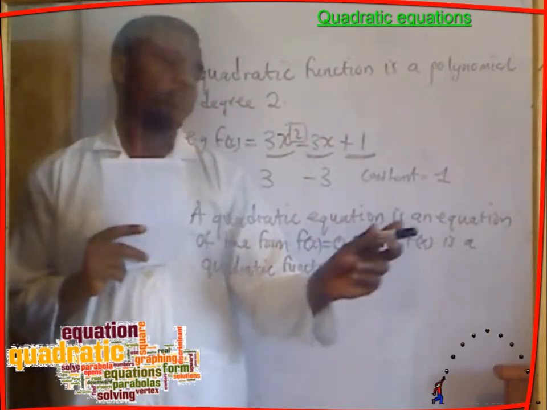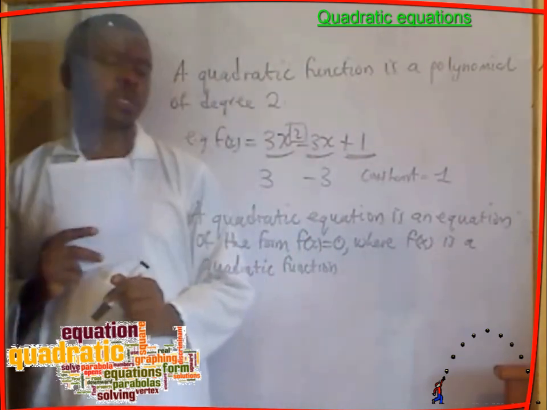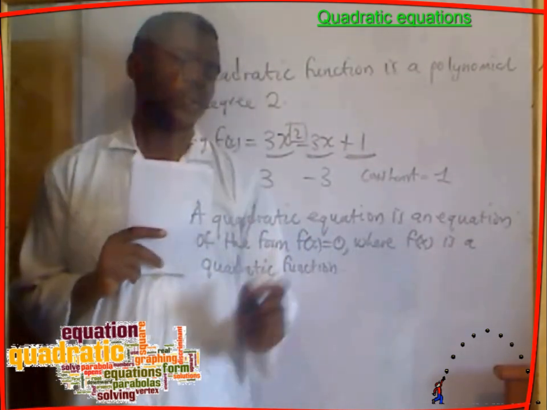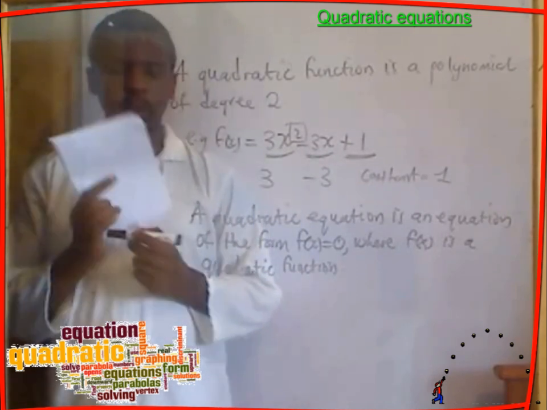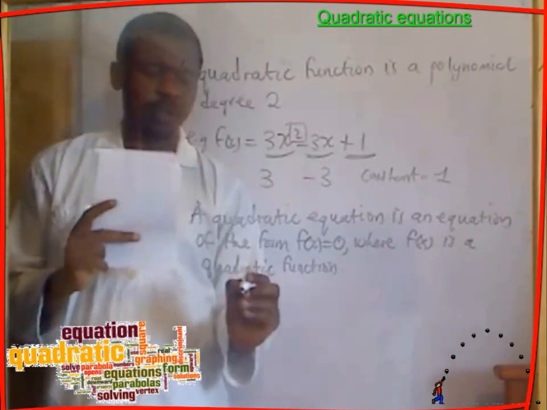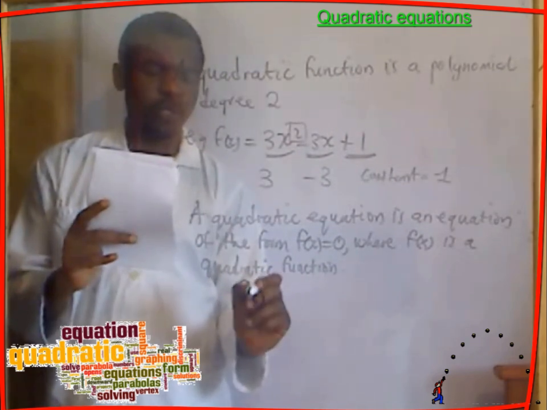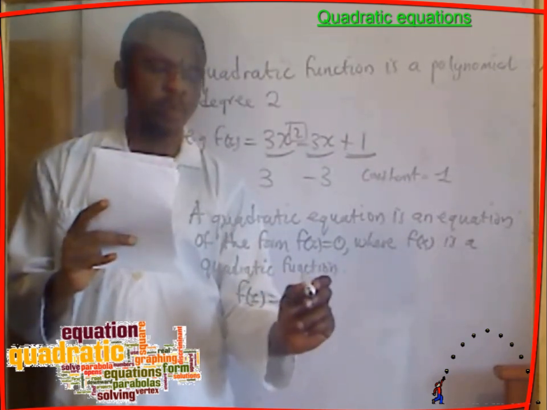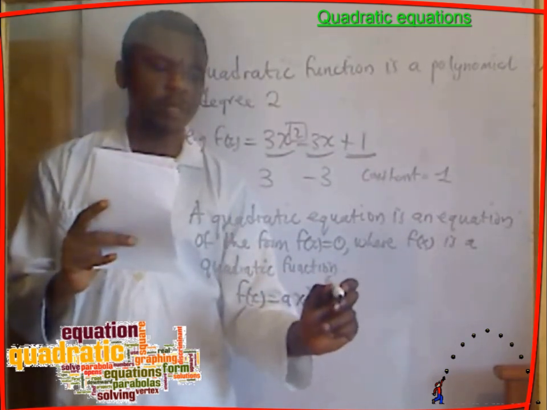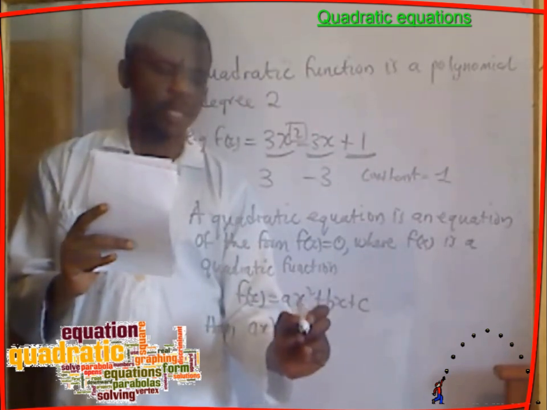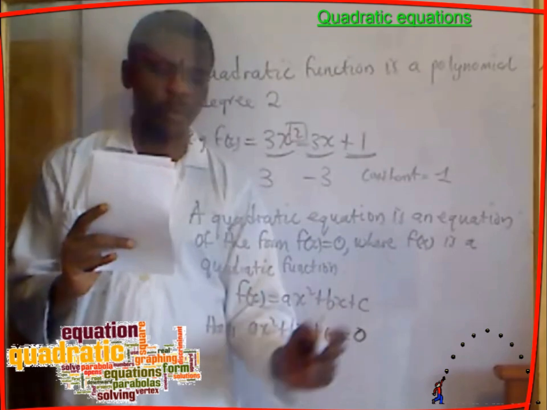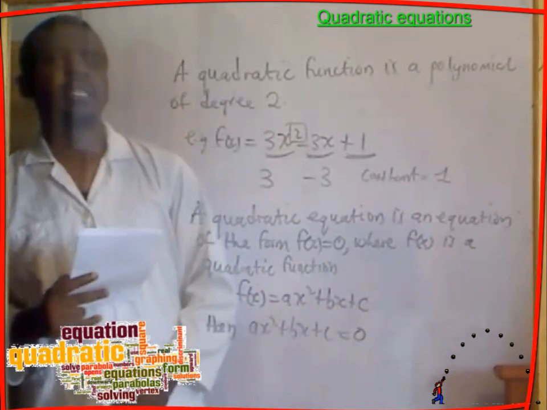A quadratic equation is an equation of the form f of x equals 0, where f of x is a quadratic function. Suppose we have f of x equal to ax squared plus bx plus c, then ax squared plus bx plus c equals 0 is called a quadratic equation.